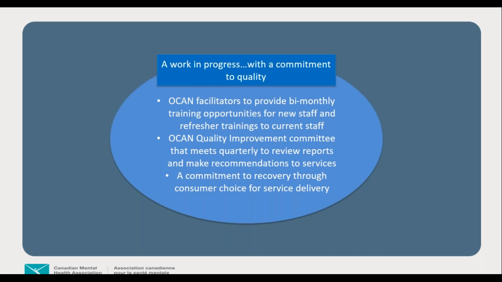So again, moving forward, this is a work in progress for us, but we have a real focus and a commitment to quality. Our OCAN facilitators continue to provide bi-monthly training opportunities for new staff and refresher trainings to current staff. Our OCAN Quality Improvement Working Group meets quarterly to review our reports and make recommendations to services and programs. And we have a commitment to recovery through consumer choice for service delivery. Thank you.